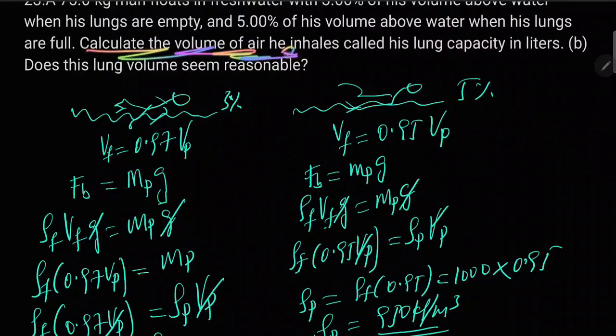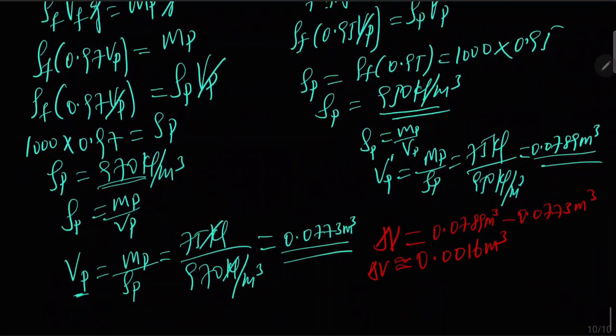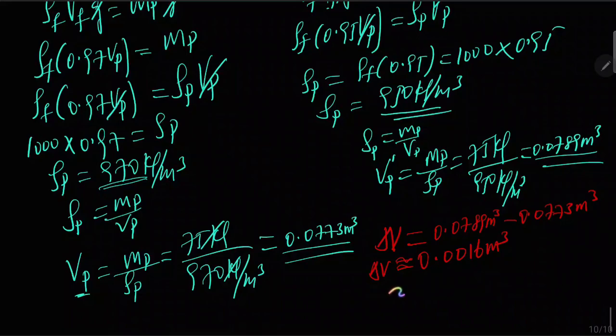When his lungs are full, calculate the volume of air he inhales, called his lung capacity, in liters. So we convert to liters. 1 meter cube is equal to 1000 liters. 0.0016 meter cube is equal to x.